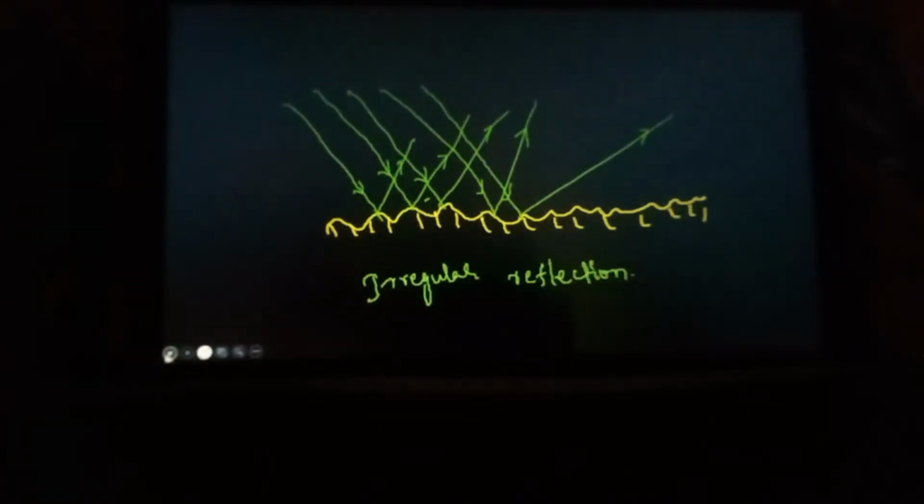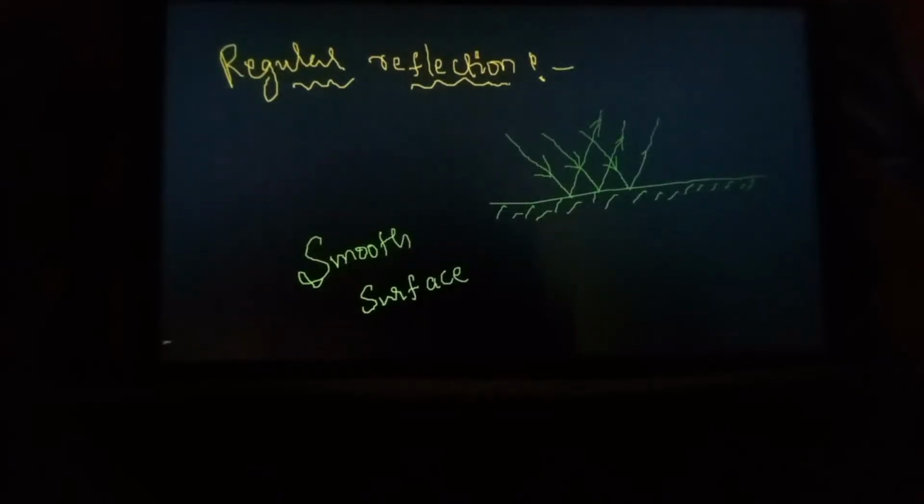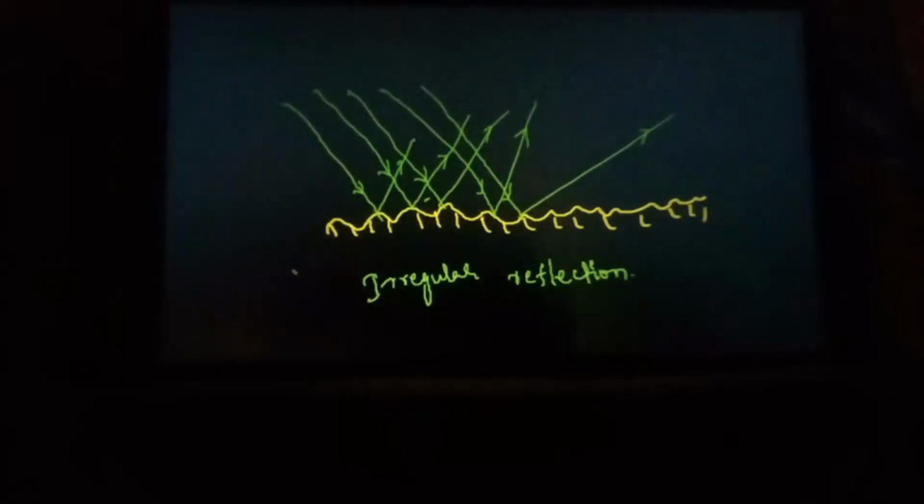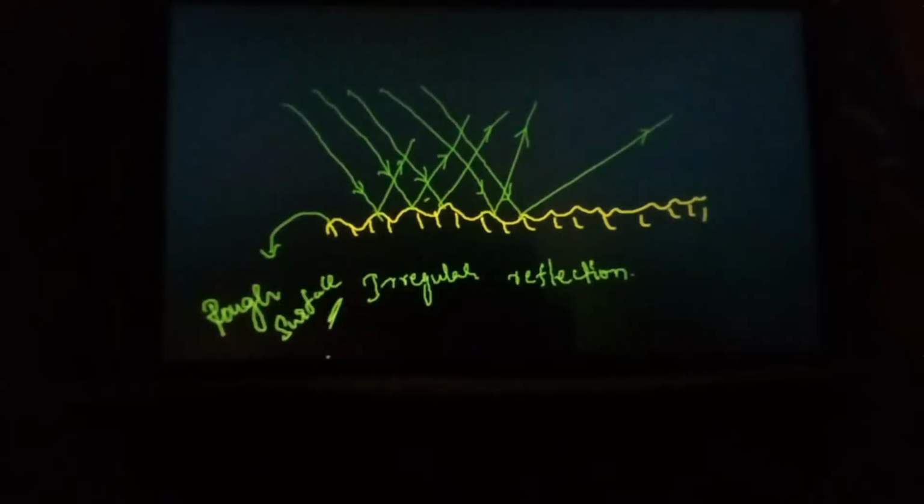So here you can see this is regular reflection, where the surface is smooth, whereas in irregular reflection, this is the rough surface. Okay, done. Next one we'll go with the object and image.